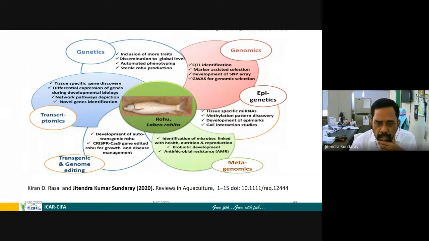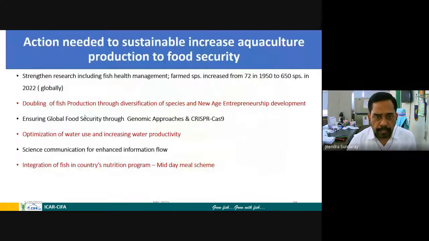Then in the metagenomics, I talked about identification of microbes linked to health, nutrition, reproduction, probiotic development, antimicrobial resistance. Right? Transgenics and genome editing, development of autotransgenic rohu, CRISPR-Cas9 gene-edited rohu for disease management. Again, transcriptomics: tissue-specific gene discovery, differential expression of genes during development, network pathway detection, novel gene identification. We have done quite a good amount of work in which transcriptomics plays a major role, and we can know how a fish is breeding during the breeding season or not breeding during the non-breeding season.